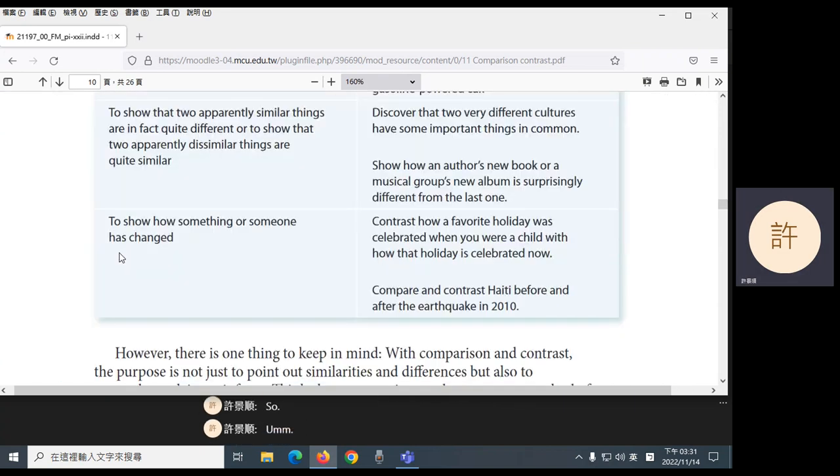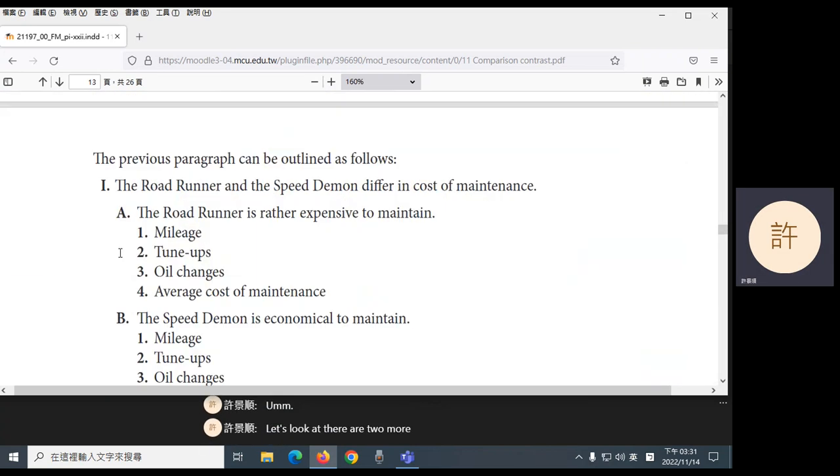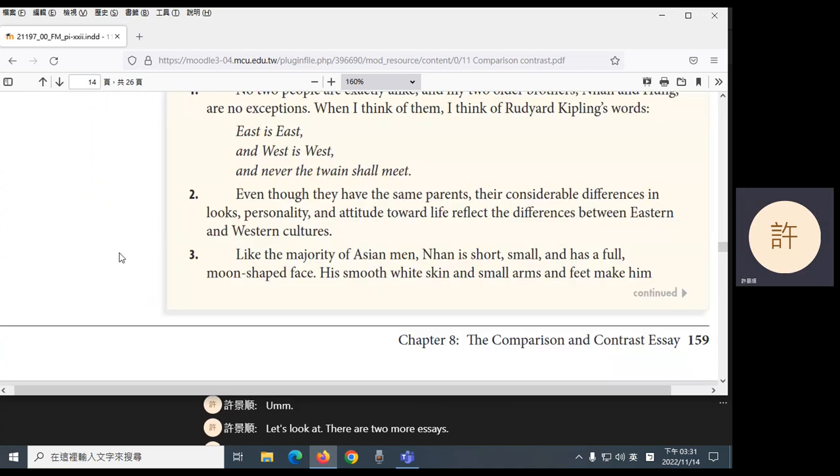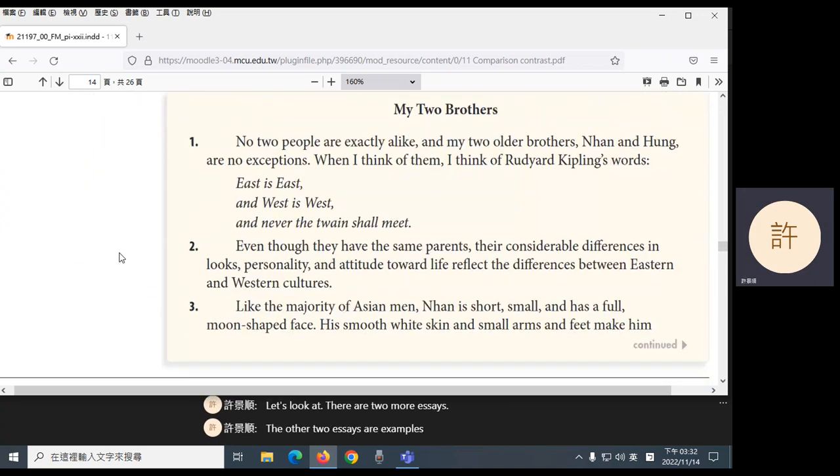So let's look at the other two essays. They are example student essays. "My Two Brothers." Again, this title calls out for comparison. "No two people are exactly alike, and my two older brothers, Nan and Hung, are no exceptions." Okay, so that tells us the two people that will be compared are both older brothers.